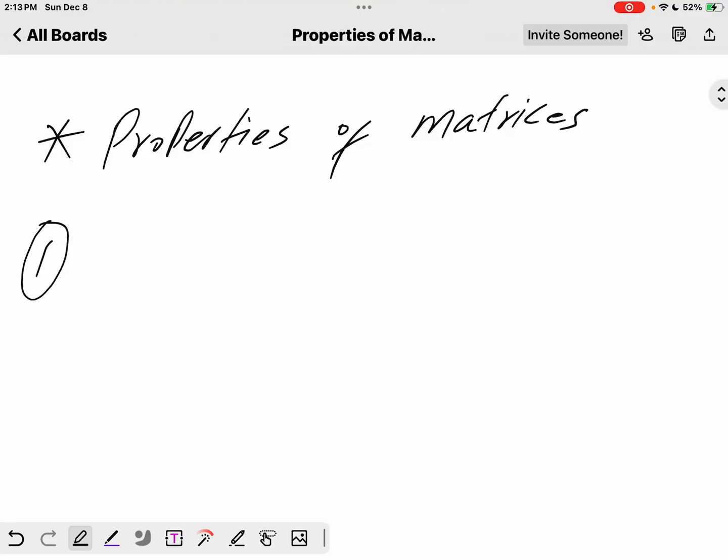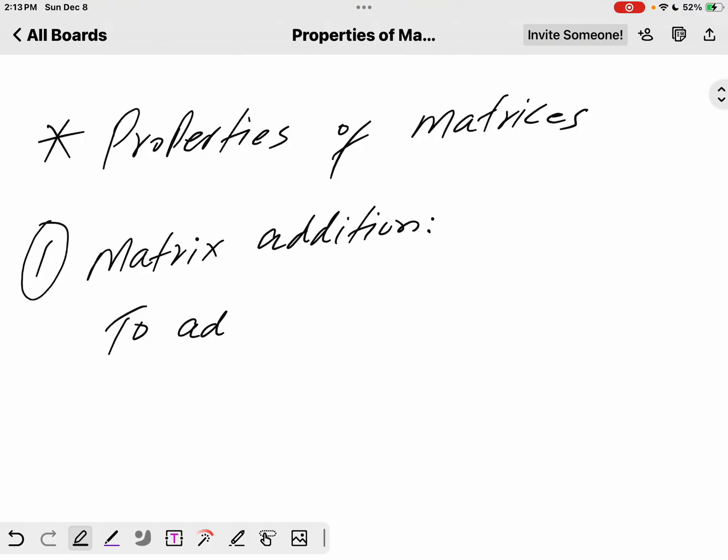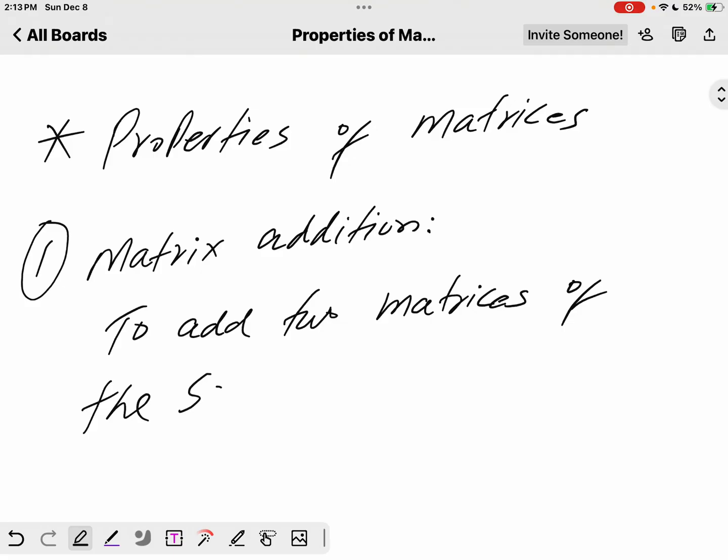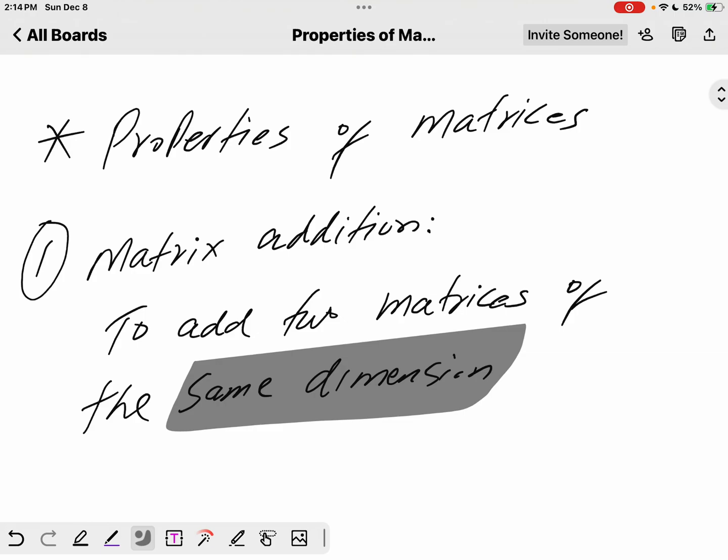So objective one is matrix addition. To add two matrices of the same dimension, remember, they must have the same dimension, meaning the number of rows must be equal and the number of columns must be equal. Add corresponding elements.